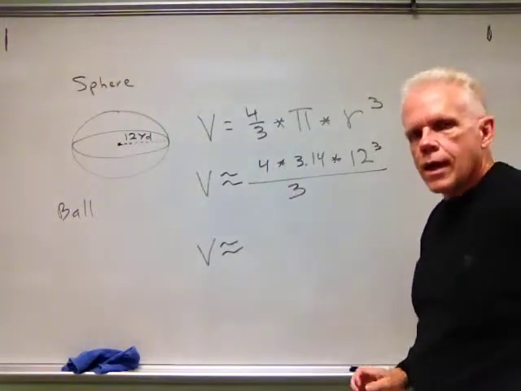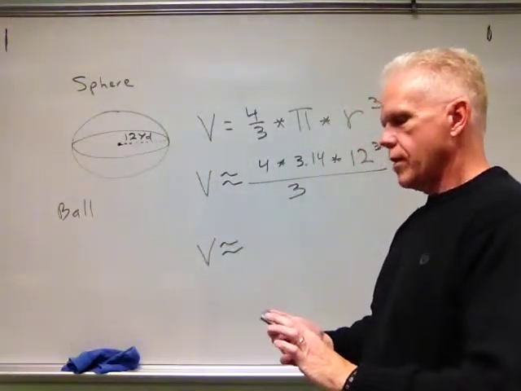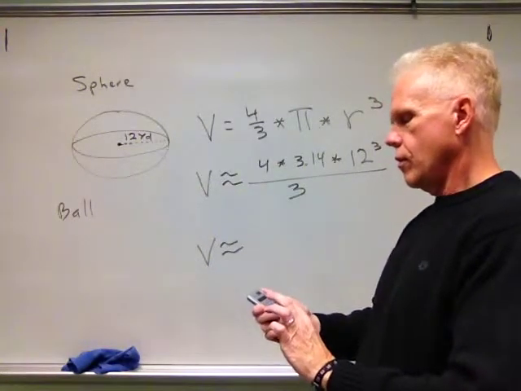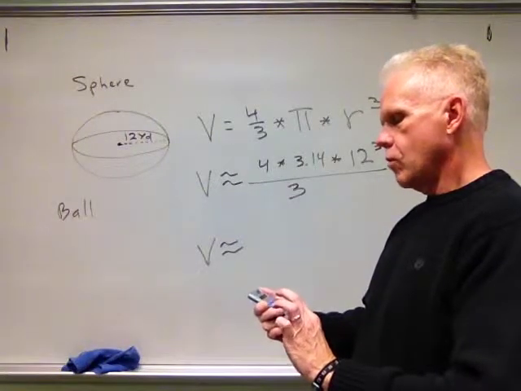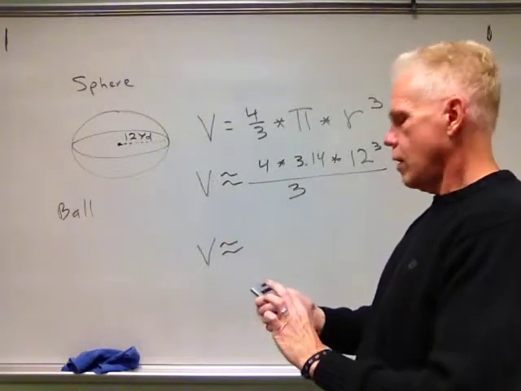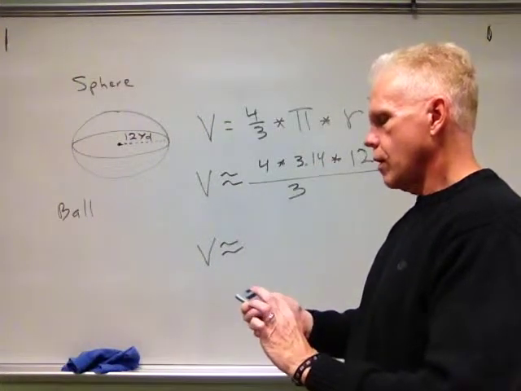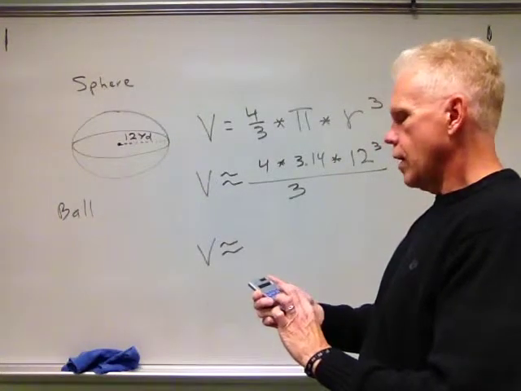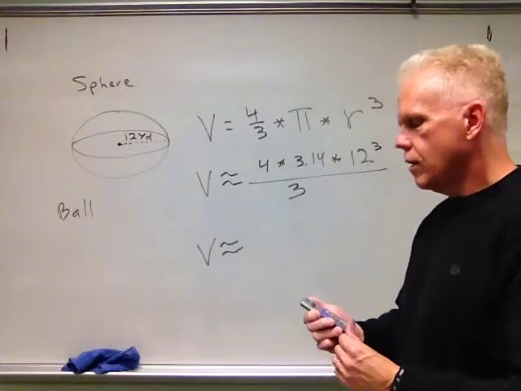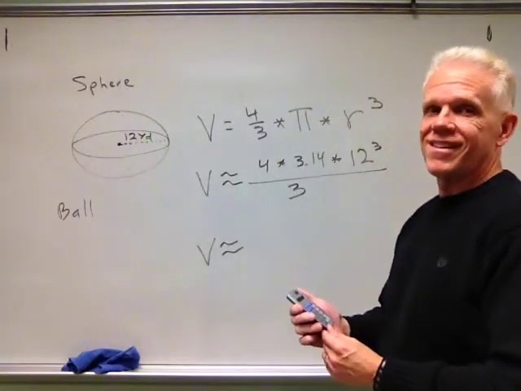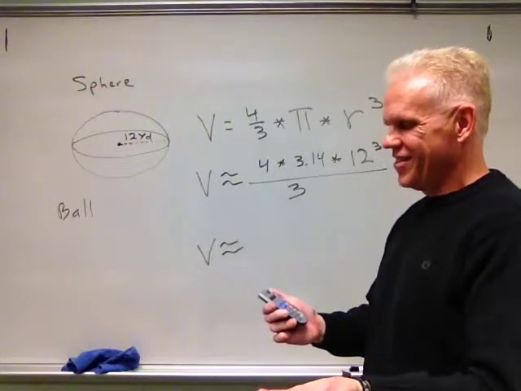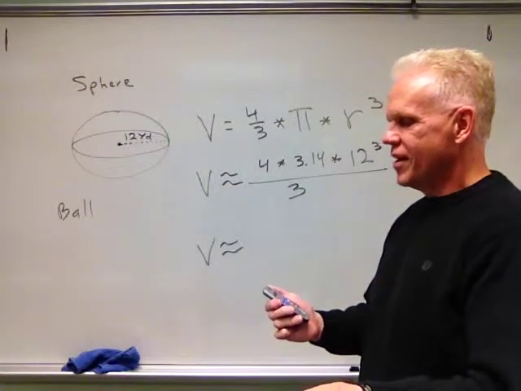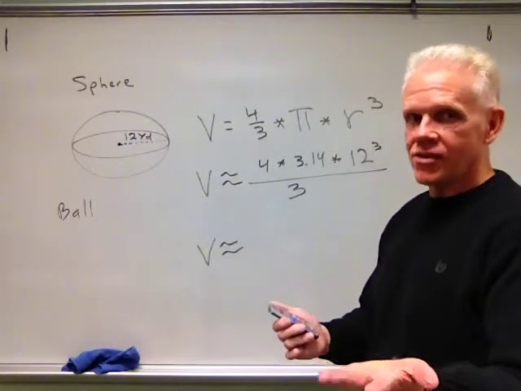So let's work out our math. Clear off that last one we did. We're going to do 4 times 3.14 times 12 times 12 times 12. The top piece of it is, all I can tell you is it's a lot. Okay, I'm going to give it a shot here: 21,703.68. Anyway, it's a lot, right?